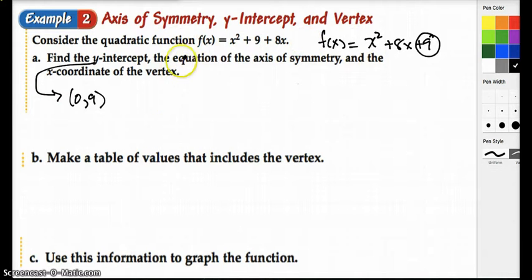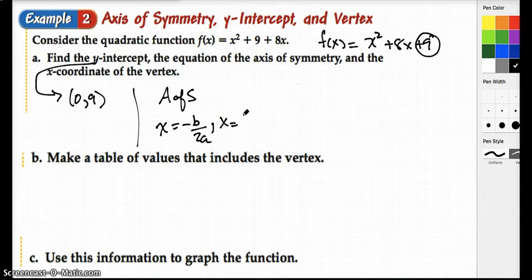The next thing we're going to talk about is the equation of the axis of symmetry. The axis of symmetry, sometimes I write it as AOS, is given as x equals negative b over 2a. So how do we deal with that? We'd say x is equal to, what's our b term over here? It's 8. So negative 8 over 2 times a, our a term is 1. So negative 8 over 2 times 1 gives me negative 8 over 2, sorry about that crooked looking 8, which is negative 4. So our axis of symmetry is x equals negative 4.